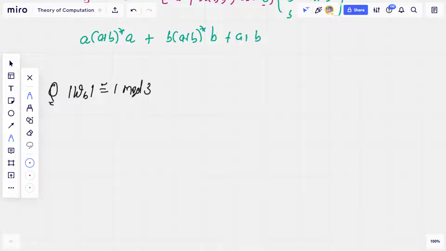This is a sort of a revision question. We have already solved this question before. I mean, we actually solved a question like w congruent to 1 mod 3. Right? It's the same. It can be solved on the same grounds.